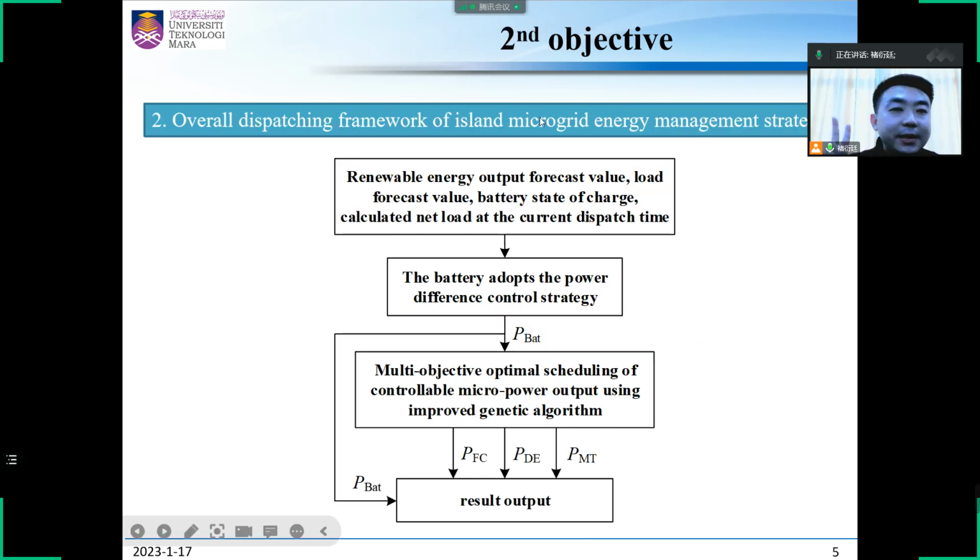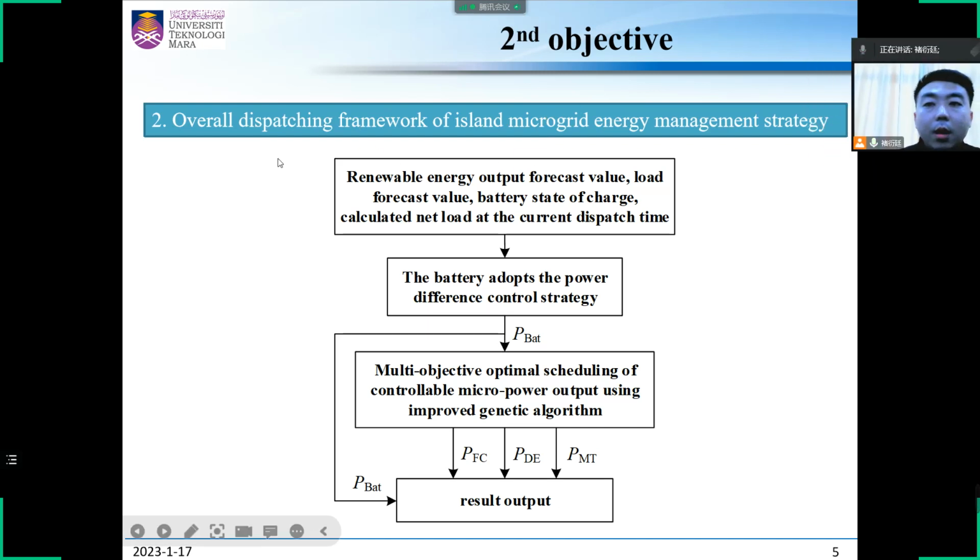And the second objective, overall dispatching framework of island microgrid energy management strategy. First and also the basic work: renewable energy output forecast value, load forecast value, battery state of charge, calculate net load at the current dispatching time.